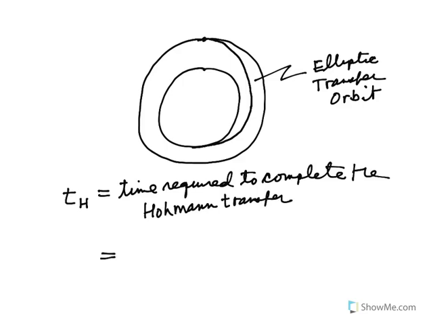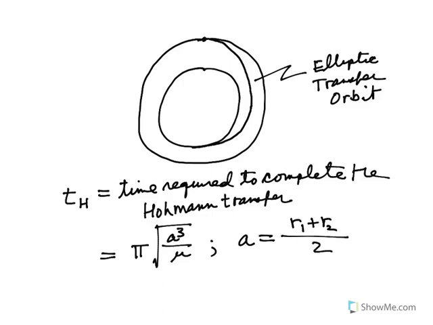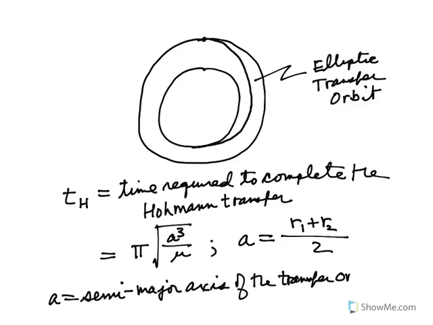Well, one full orbital period is 2 pi times the square root of a cubed over mu. So this is equal to pi times the square root of a cubed over mu, where we remind ourselves that the semi-major axis a is equal to r1 plus r2, all divided by 2, and a is the semi-major axis of the transfer orbit. So that completes the entire picture for the Hohmann transfer.